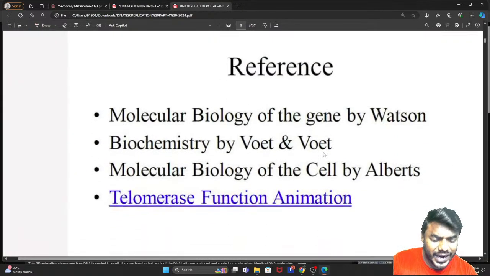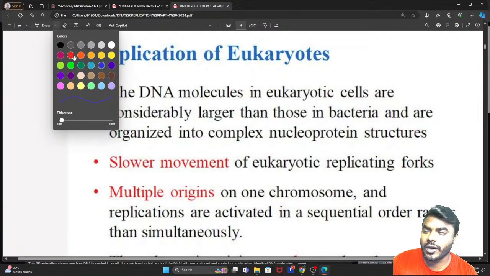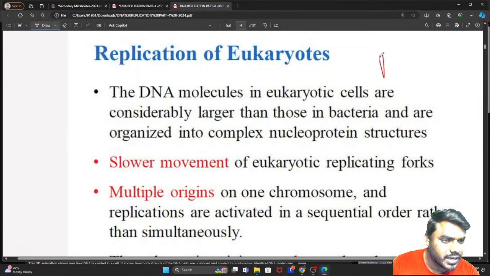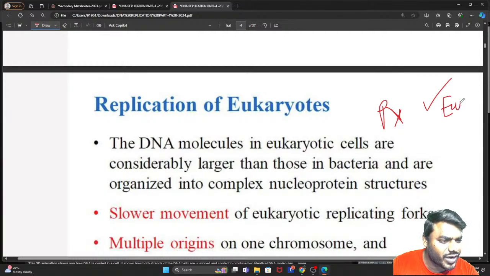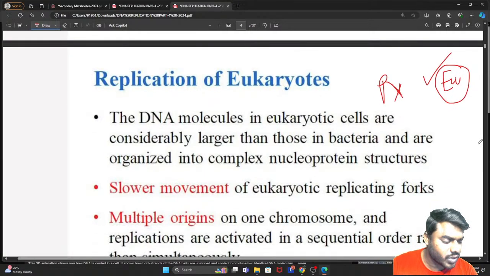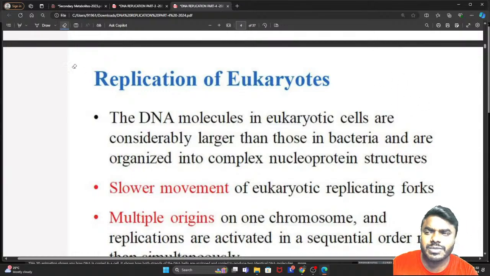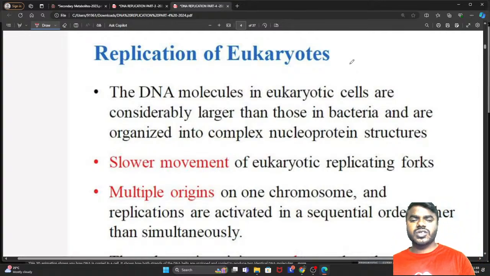Now listen. I can say to all of you, most of the time questions come from the eukaryotes. I'm not at all saying, friends, that questions never come from prokaryotes. Questions do come from prokaryotes. But compared to the prokaryotes, the most probability of asking questions is from the eukaryotes only, because the genome is complex, the mechanism is also very complex, and the enzymes involved are also more. That's why they ask more experiment-based questions from the eukaryotes only.